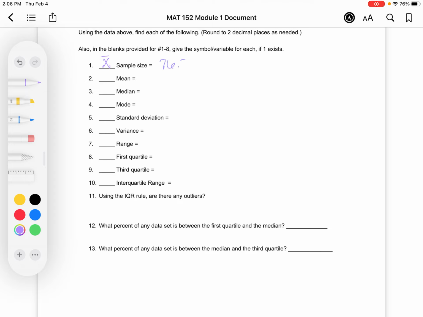For number 12, what percent of any data set is between the first quartile and the median? Well, if you think back to the picture I drew, it doesn't matter how much data there is or how many pieces. Between Q1 and the median, there will always be 25% of the data. This is not the empirical rule. This is based off of the box plot percentages. What percent of any data set is between the median and the third quartile? Again, that is 25%.